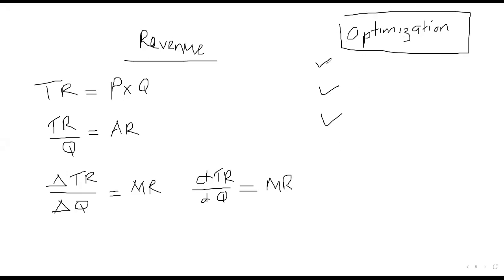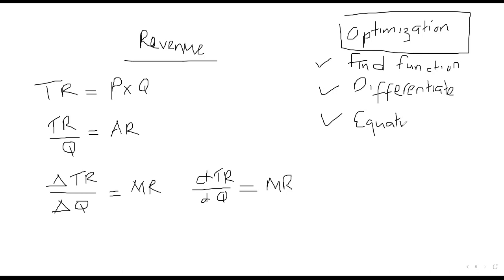Whenever you're dealing with optimization, you need to know how to find the functions. You need to know how to differentiate and equate to 0. Step 1, find that function. Step 2, differentiate. Step 3, equate to 0. I had a question last week: when do we know when to maximize and when to minimize? Costs are usually minimized, revenues are maximized, profits are maximized.